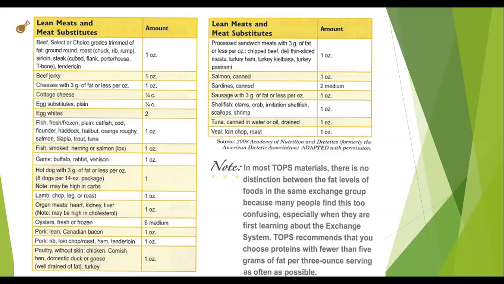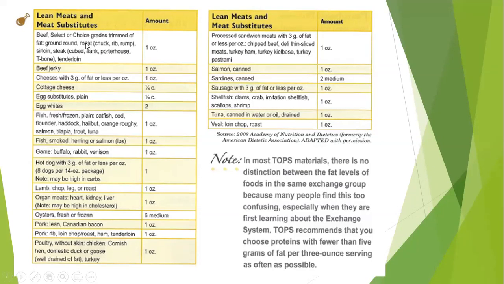Here are a couple of meat exchanges. If you really don't eat beef, you could use turkey, salmon, pork, lamb. There's also wild game, so if you have deer meat, or veal, you could choose one of these.